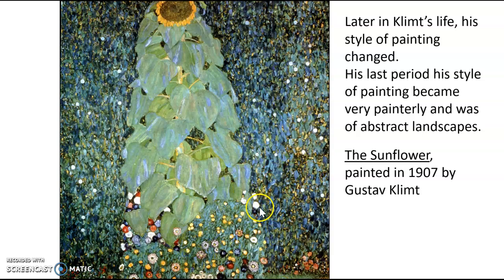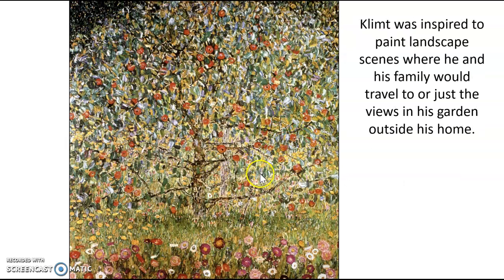Later in life, he painted landscapes and scenery in his garden by his house. This is called the Sunflower, and this one's an apple tree, and that's Gustav Klimt.